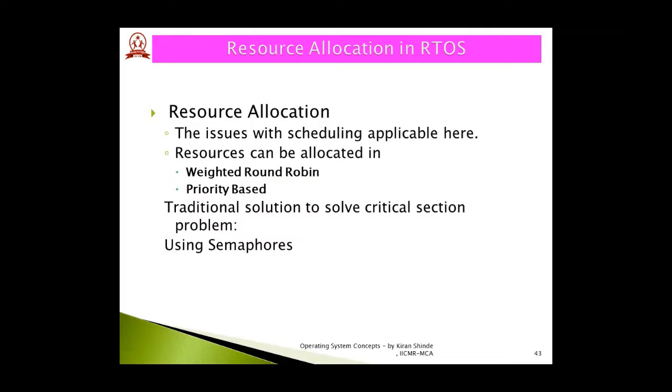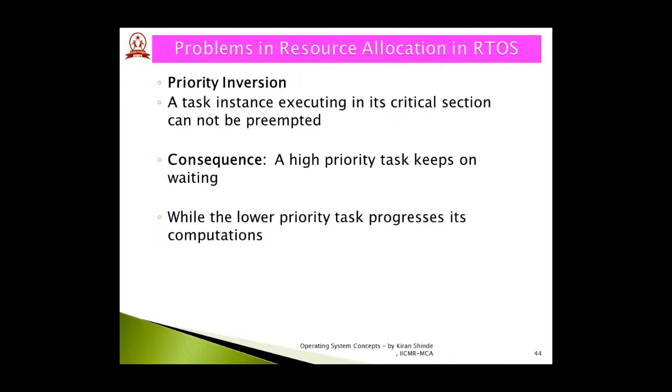But here we are not talking about the traditional solutions. Here we need to understand how the resource allocation problem can be resolved in real-time operating system. So let's see. The basic problem in real-time operating system with respect to resource allocation is priority inversion.